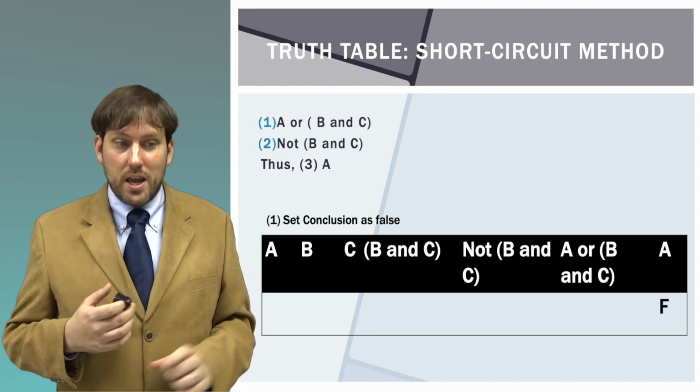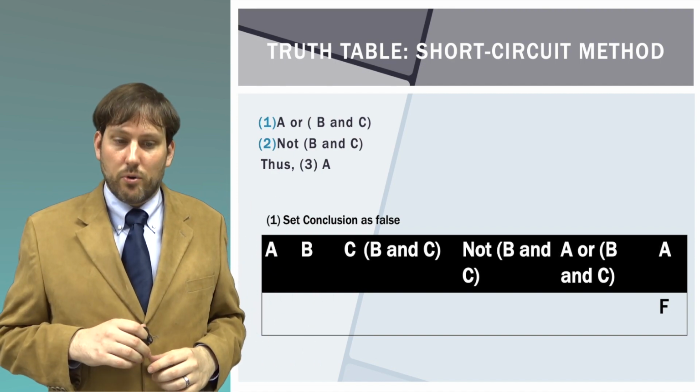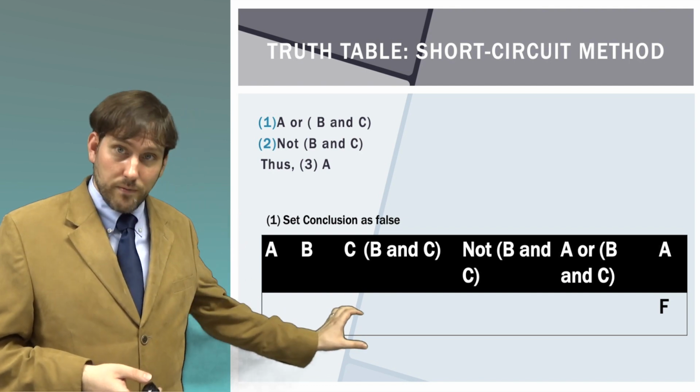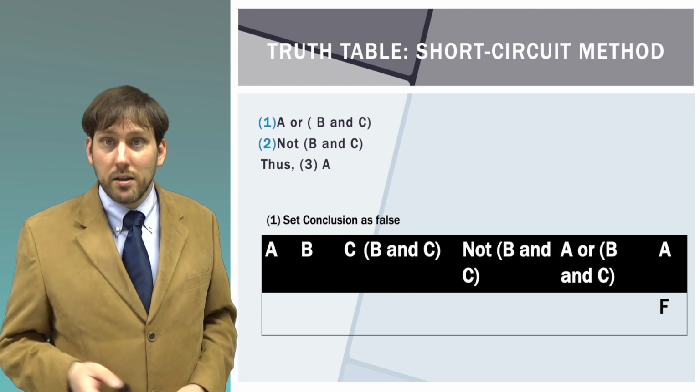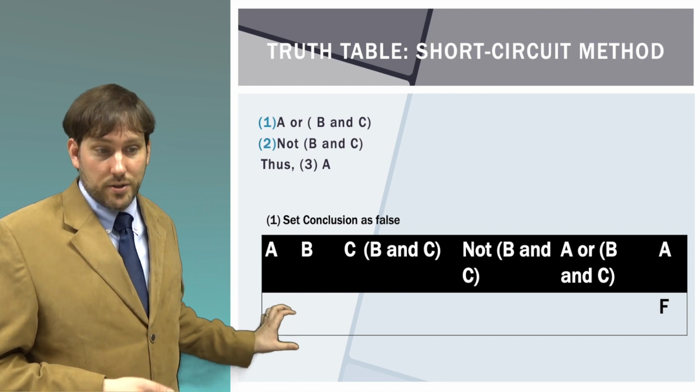So we're going to start with this: A or B and C. Not B and C, therefore A. So how do we test this? We start by putting the conclusion to false. Then we already know something. We know the variable A is going to be false.